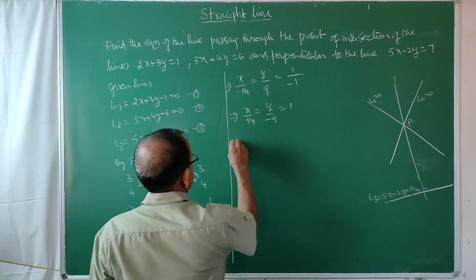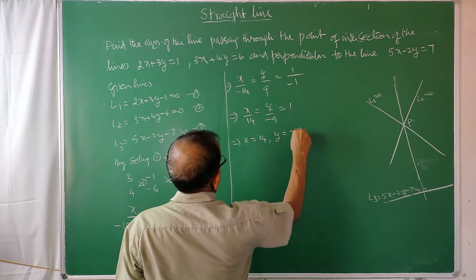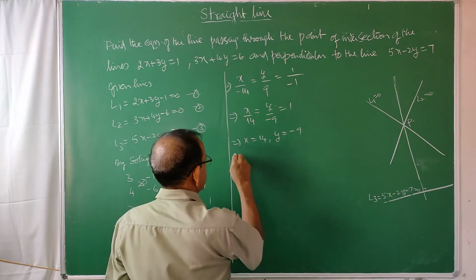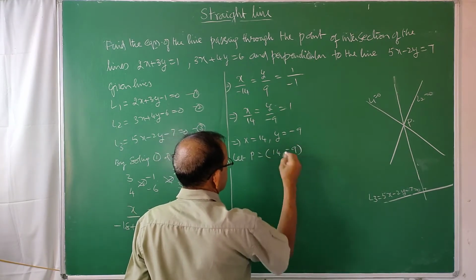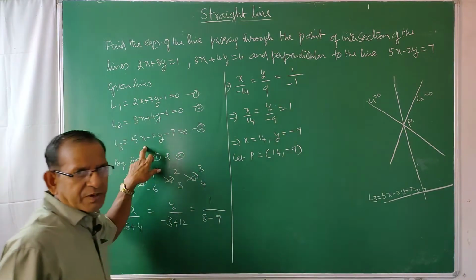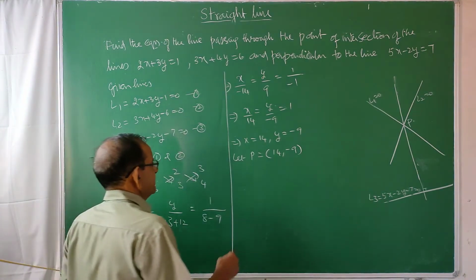So x comma y, x is equal to 14 and y is equal to minus 9. Let us take the point of intersection as P. Let P is equal to 14 comma minus 9, which is the point of intersection of the first two lines. Now we have to find out a line perpendicular to this and passing through this point. What is L3 is equal to 0?